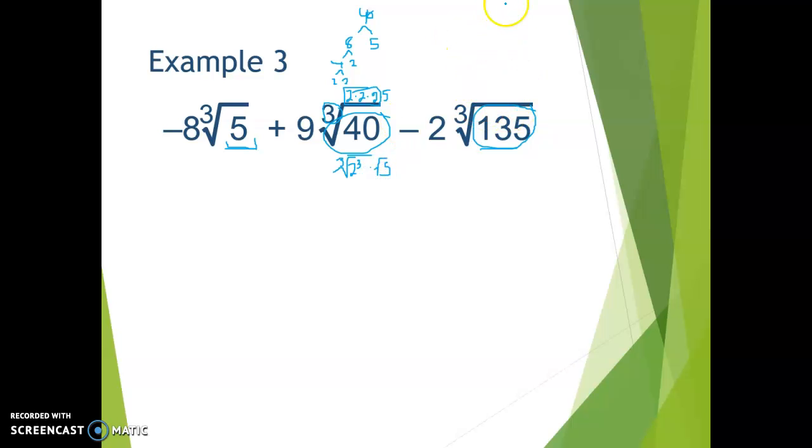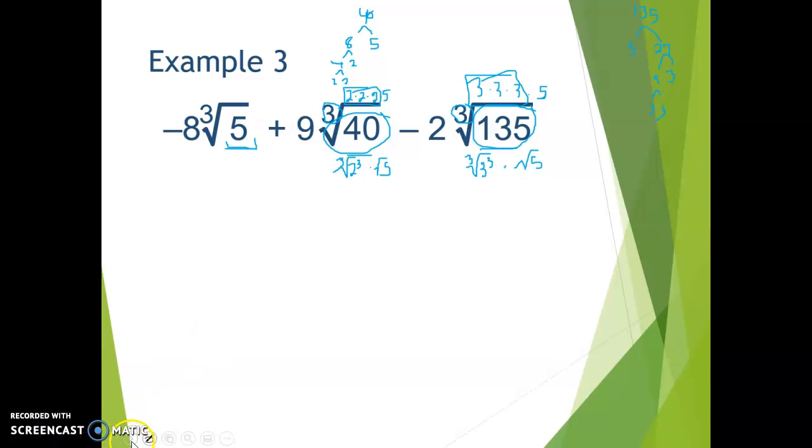And this one, 135, I'm going to need some room for that. Let's divide that one by 5. And that is 27, which is 9 times 3. And 9 can be broken down into 3 and 3. So we're left with 3 times 3 times 3 times 5. Again, cubed root, so we're looking for groups of 3. So this one can be written as the cube root of 3 times 3 times 3, 3 cubed, and then our leftover, times the cube root of 5.